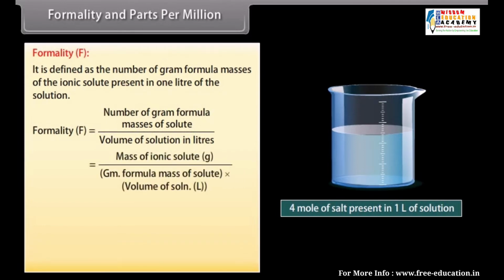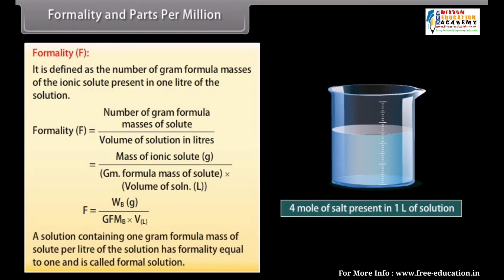Mathematically, formality is represented by F is equal to Wb in grams divided by the product of gram formula mass of B and volume of solution in liter. A solution containing 1 gram formula mass of solute per liter of the solution has formality equal to 1 and is called a formal solution.